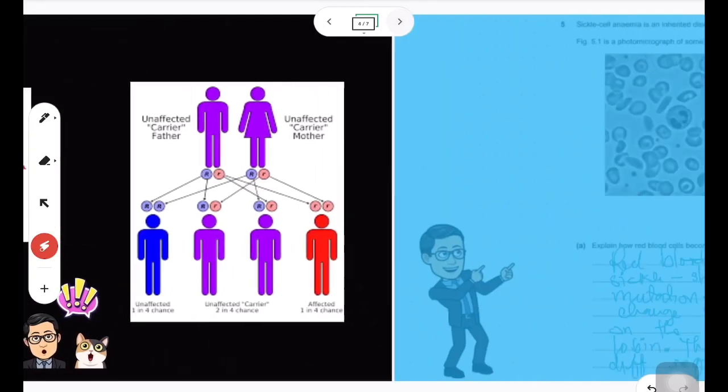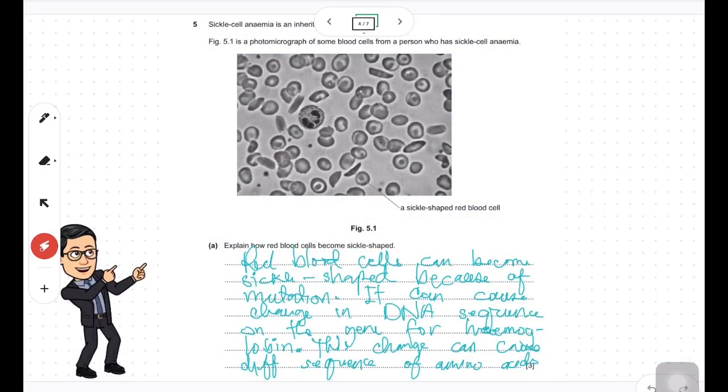Now, here are some questions from the past paper. Sickle cell anemia is an inherited disease. Figure 5.1 is a photomicrograph of some blood cells from a person who has sickle cell anemia. The question is, explain how red blood cells become sickle shaped. The answer: the red blood cells can become sickle shaped because of mutation. Right, 1 point right there.